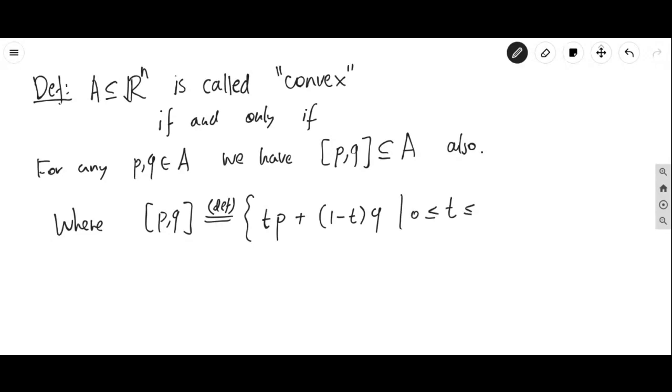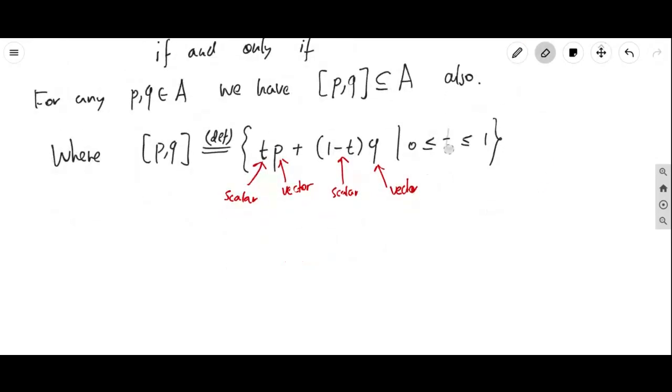You think of t as time, and it ranges from 0 to 1. So just to avoid confusion, this is a vector, because that's a point in R^n, and this is a scalar, because that's just a real number from 0 to 1. Okay, so notice what happens. If t is equal to 0, this is 0, and this is 1 minus 0, so that's 1 times q. So then you get some point q.